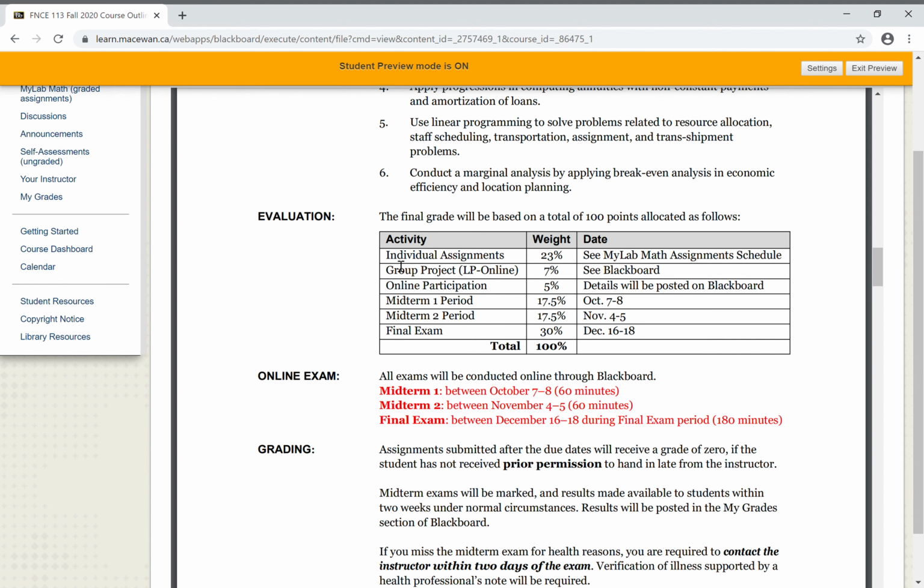Now, in terms of the assignments, which are also very important, you have individual assignments that weigh 23% of your overall grade. So almost 1/4 of your overall grade is actually these individual assignments. So these 12 assignments that you do through MyLab Math. And the reason to have these assignments is because you will find that each time you do a chapter and you do the assignment, it's a really good review of the chapter that you've done.